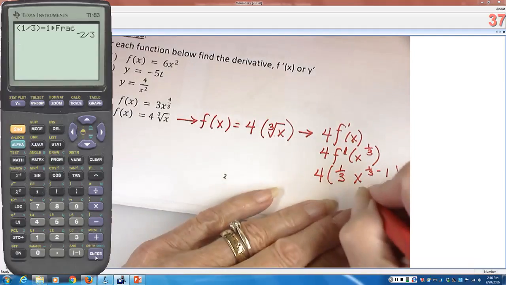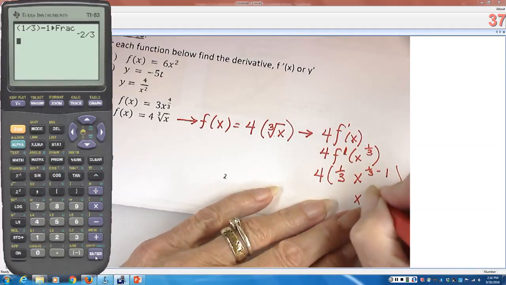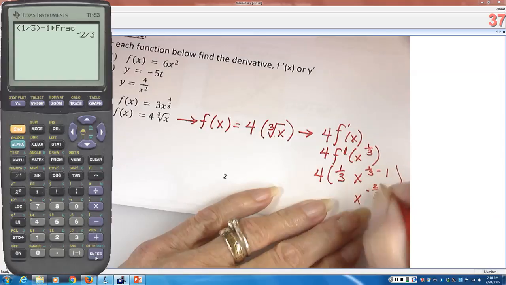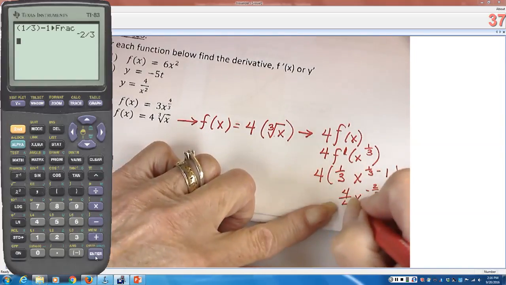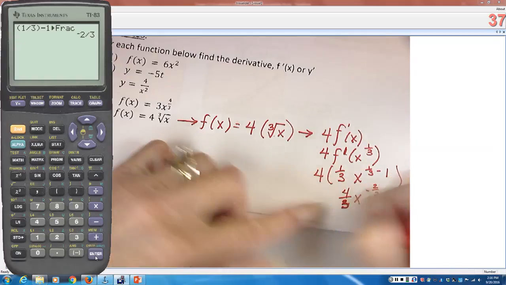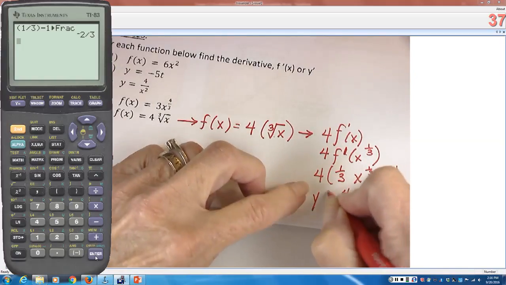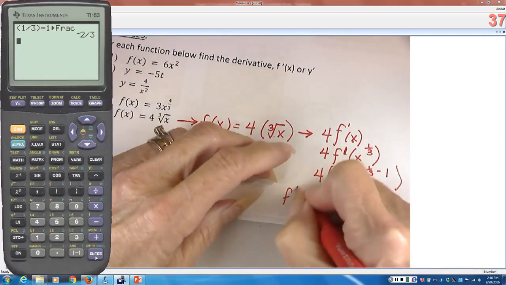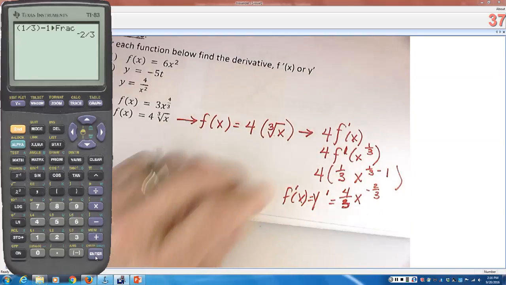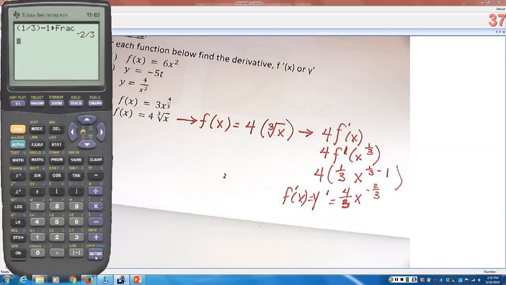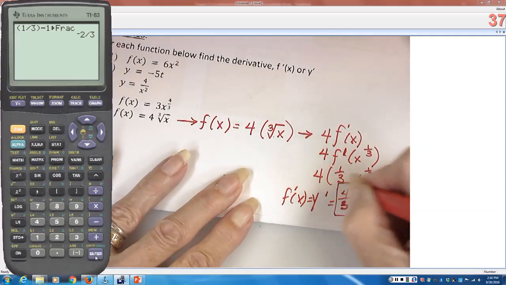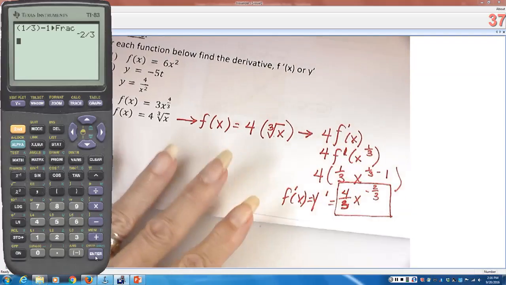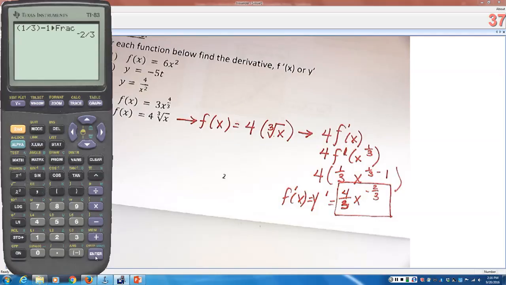So this is going to be x to the -2/3, and the 1/3 times the 4 is going to be 4/3. So f prime of x, or y prime, is 4/3 x to the -2/3 power. Questions?